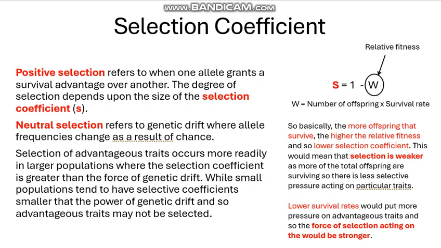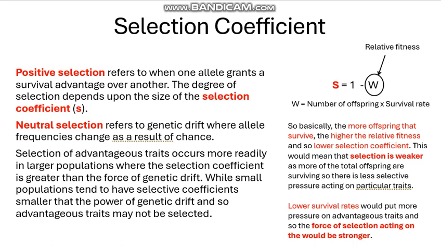Okay, let's go a bit deeper into the actual mechanics of selection and how natural selection works. Positive selection refers to when one allele grants a survival advantage over another allele. The degree of selection depends upon the size of the selection coefficient, whereas neutral selection refers to genetic drift, where allele frequencies change as a result of chance.